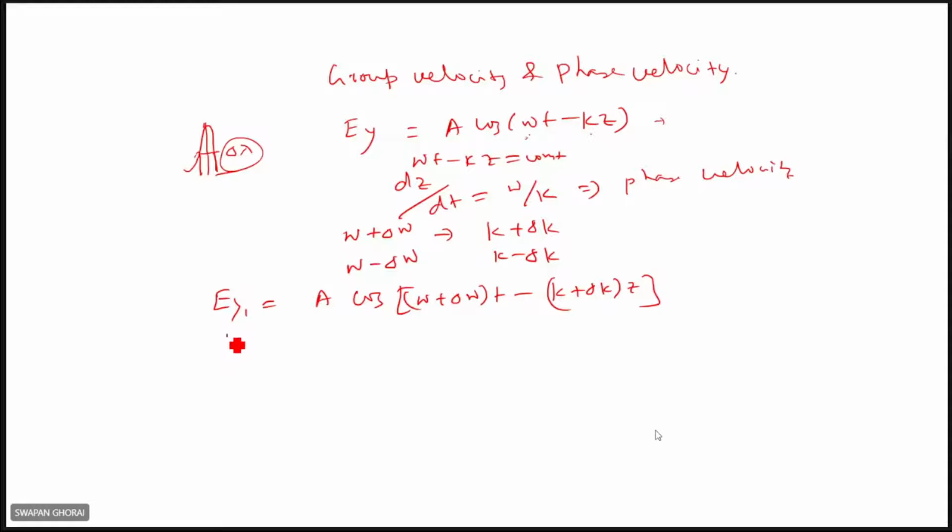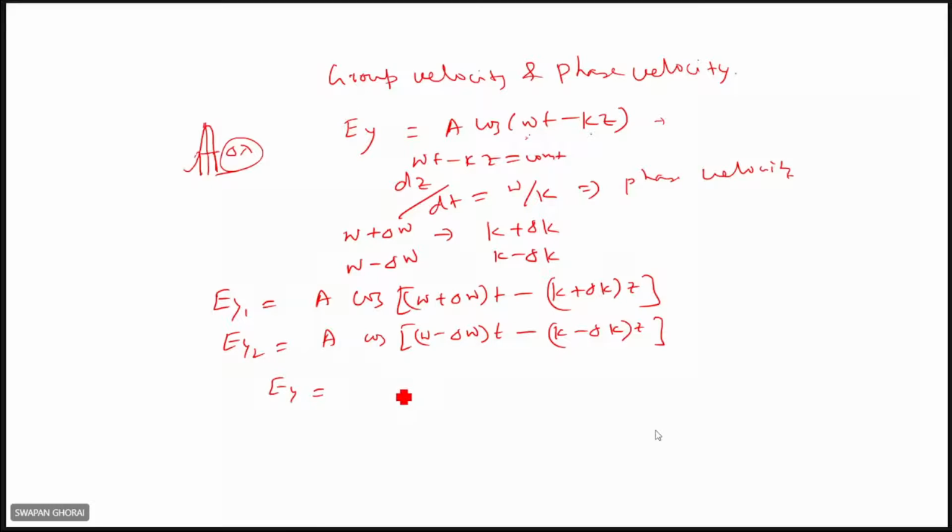This one, and that one is y2. Just say the amplitudes are equal: a cos(ωt − kz) and a cos((ω − Δω)t − (k − Δk)z). We are considering two waves of slightly different frequencies. So adding these two waves, you'll get the resultant field.